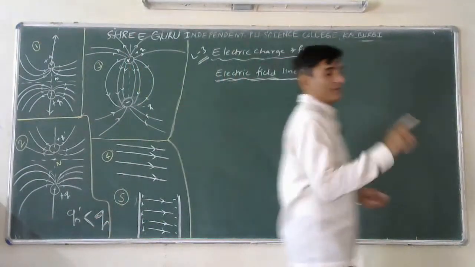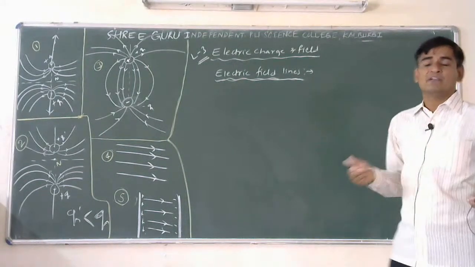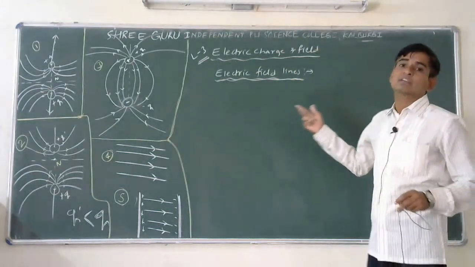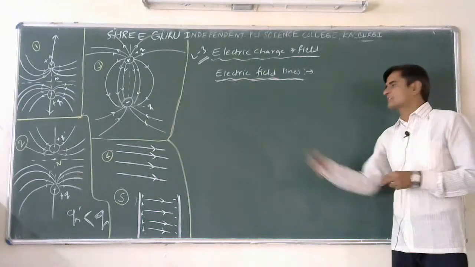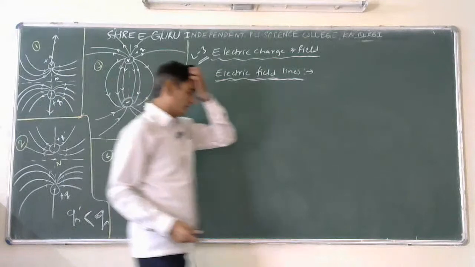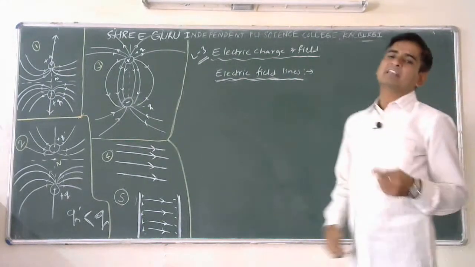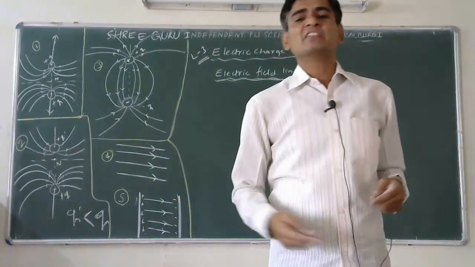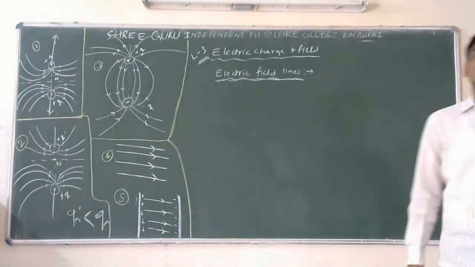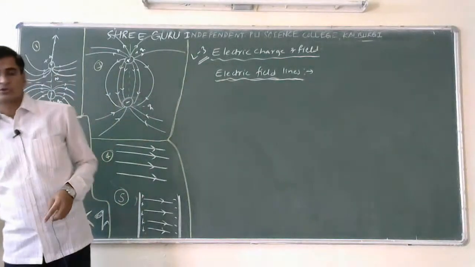Electric field lines are imaginary, but electric field intensity is not imaginary. Electric field intensity is real. Understood? Physical quantity. But electric field lines are imaginary. Like this, we can represent the electric field lines. If a tangent is drawn to the electric field line at any point, then that tangent will give the direction of the electric field intensity. Understood? Okay.